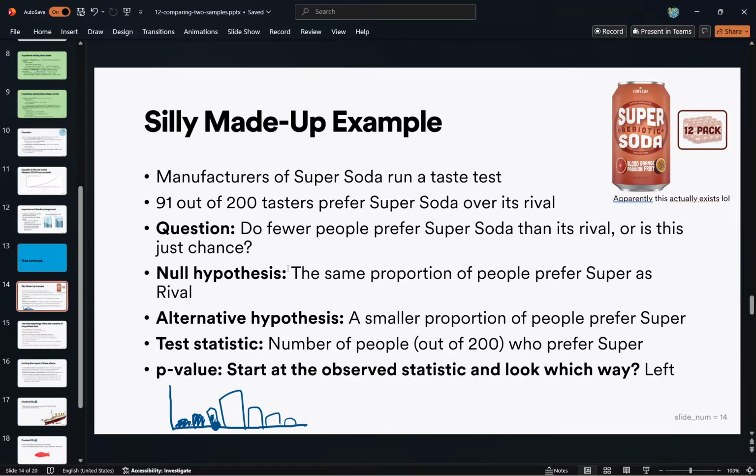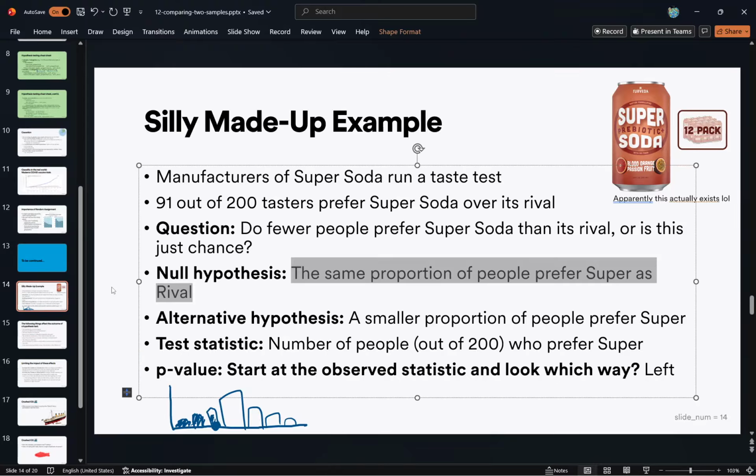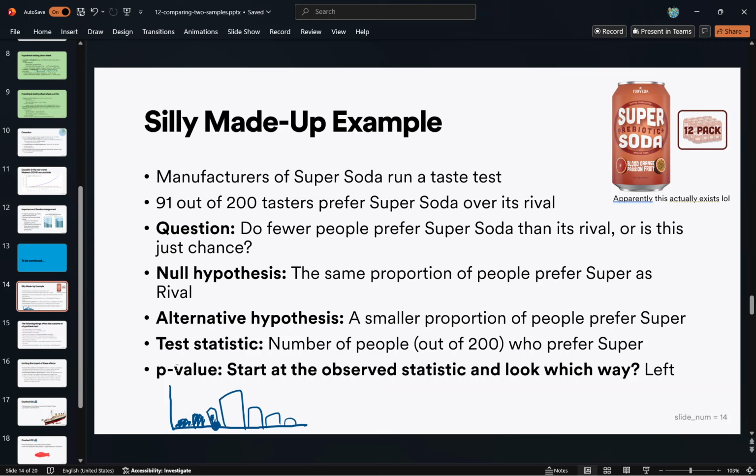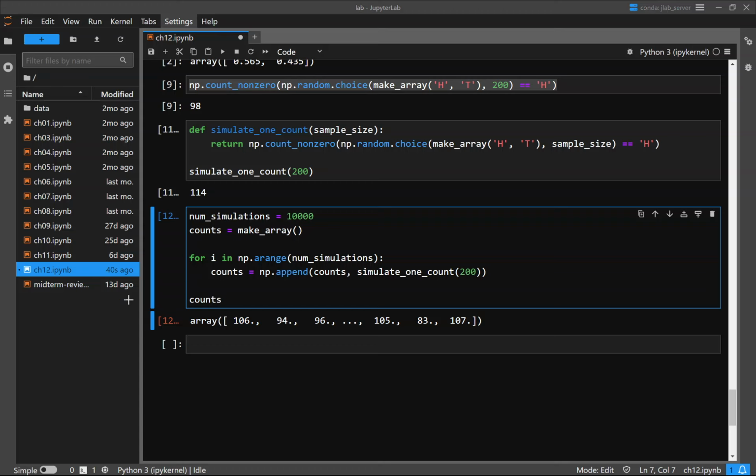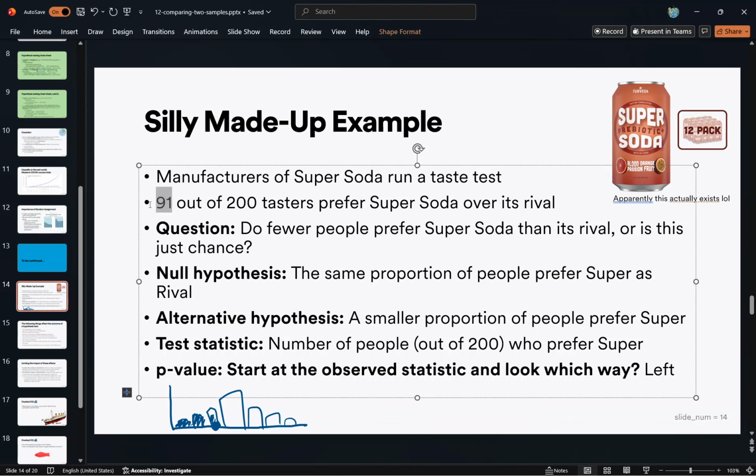We're assuming that the same proportion of people liked super soda as the rival. That's our null hypothesis. That was simulatable. And now we want to calculate a p-value. We want to look at the data, and we also want to calculate a p-value. How often did this simulation, under that assumption, give us a value of 91, which is what we saw in real life, or smaller, because that would lead us in the direction of the alternative hypothesis. How often does our model predict something that we thought was weird? Because maybe that means it wasn't weird. That's kind of how this works.